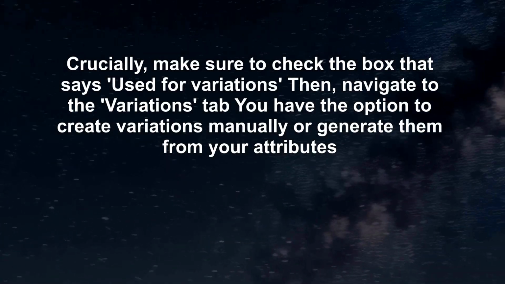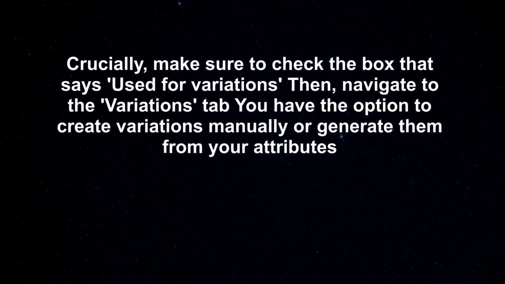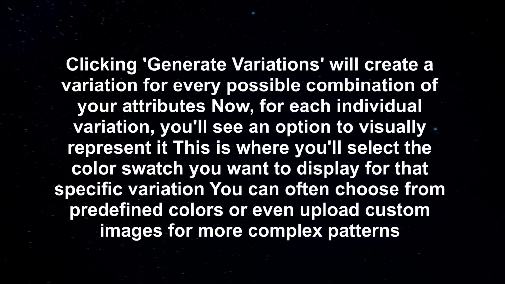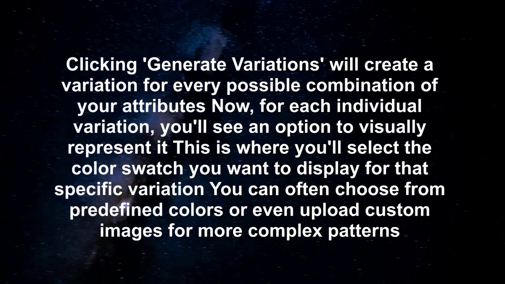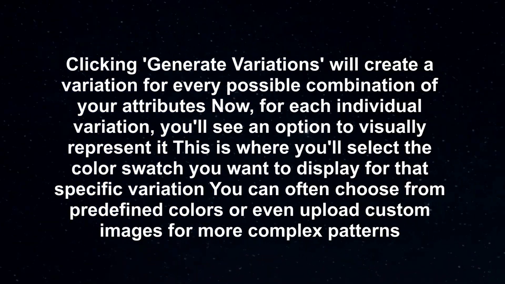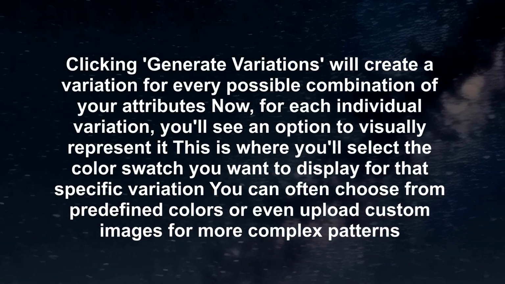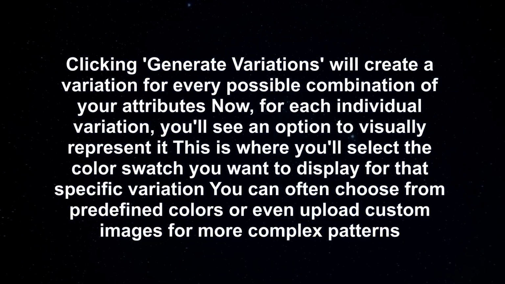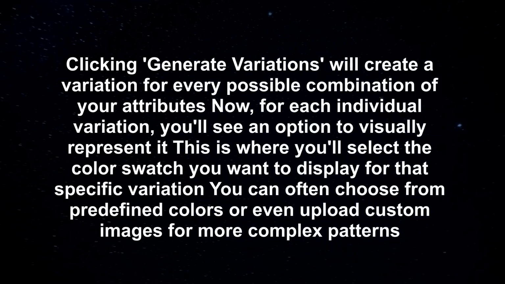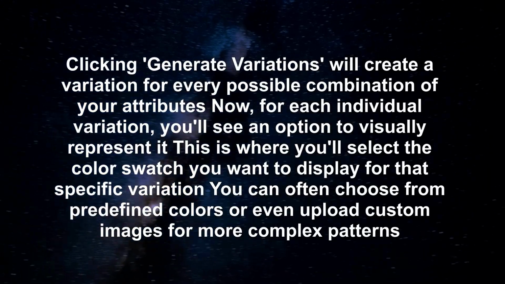You have the option to create variations manually or generate them from your attributes. Clicking Generate Variations will create a variation for every possible combination of your attributes. For each individual variation, you'll see an option to visually represent it. This is where you'll select the color swatch you want to display for that specific variation. You can often choose from predefined colors or even upload custom images for more complex patterns.